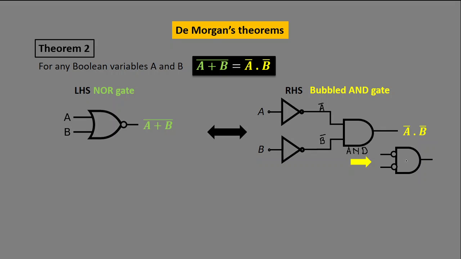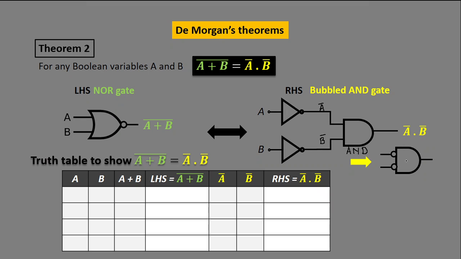So remember the bubbled OR gate in the previous case, and the bubbled AND gate in this De Morgan's second law. The truth table can be used to verify this particular law. The statement says the complement of A or B is equal to the complement of A dot complement of B, that is, complement of A and complement of B. So let us verify this by truth table. Again there are 4 inputs, and I have already shown you how to write down those 4 unique inputs.